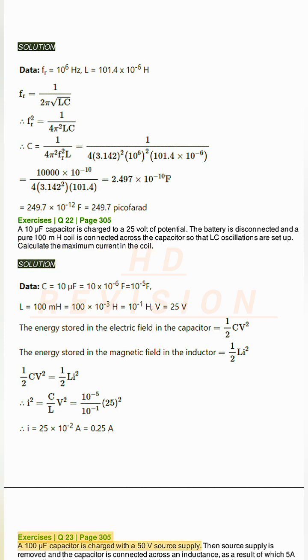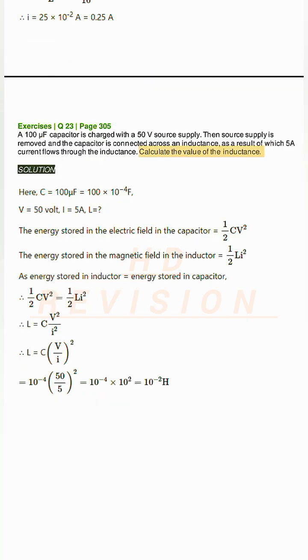Exercises Q23, page 305. A 100 microfarad capacitor is charged with a 50 V source supply. Then the source supply is removed and the capacitor is connected across an inductance, as a result of which 5 A current flows through the inductance. Calculate the value of the inductance. Solution.